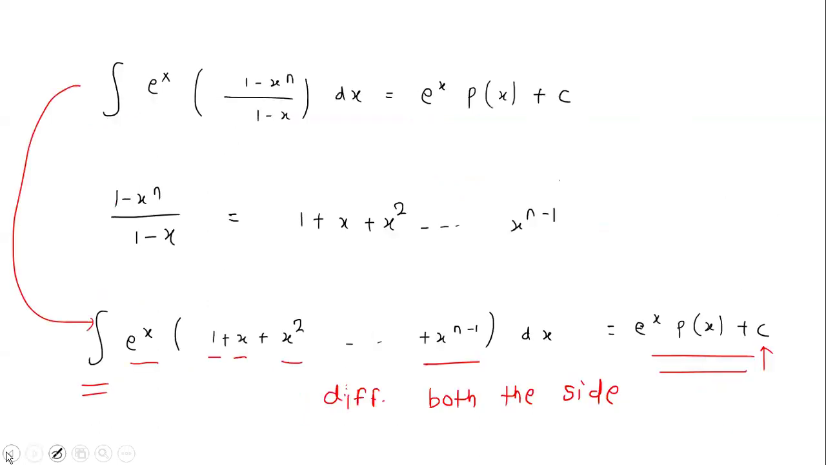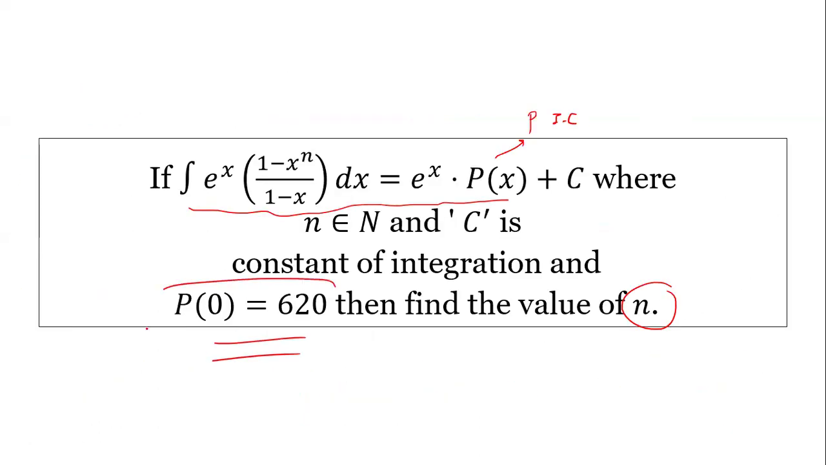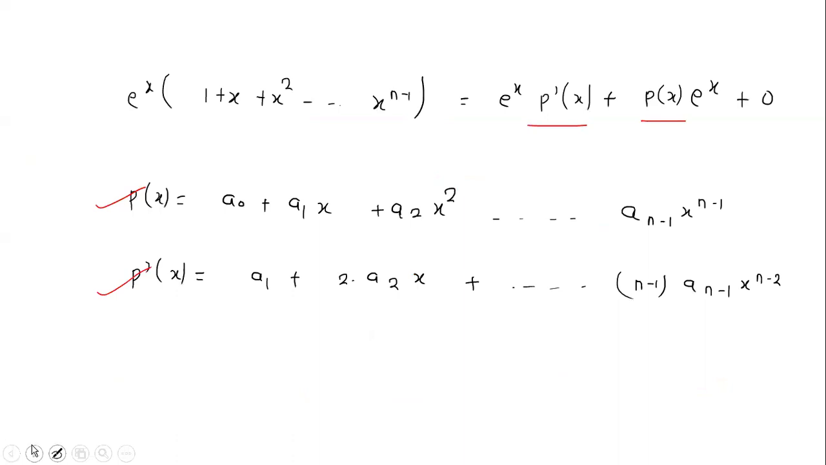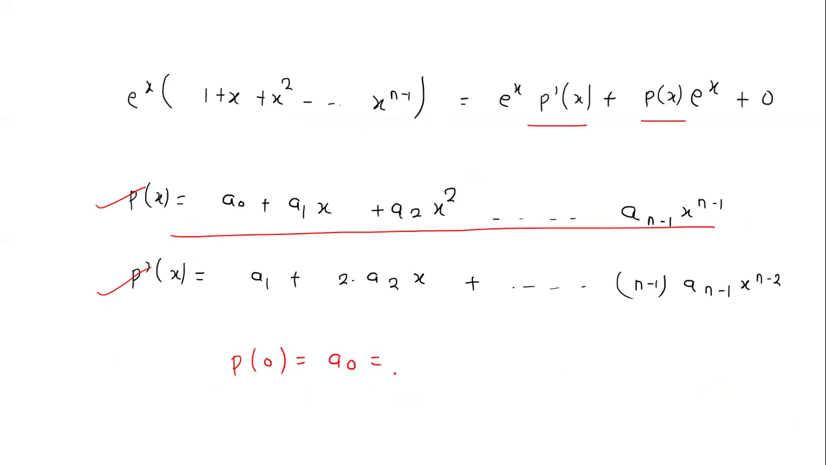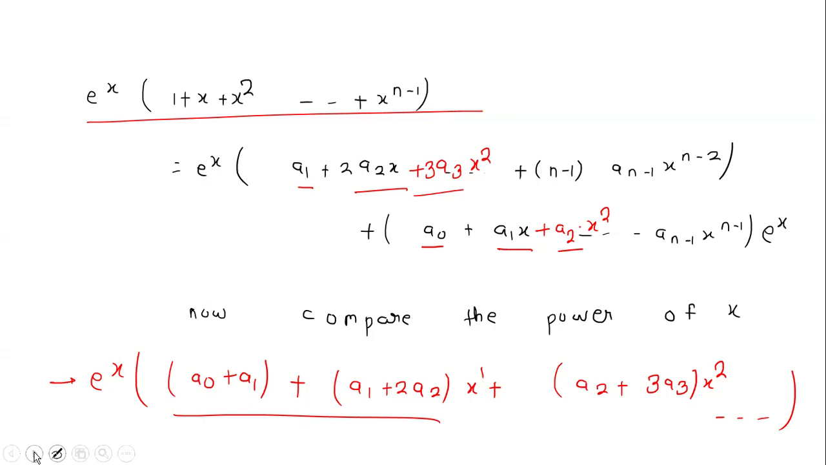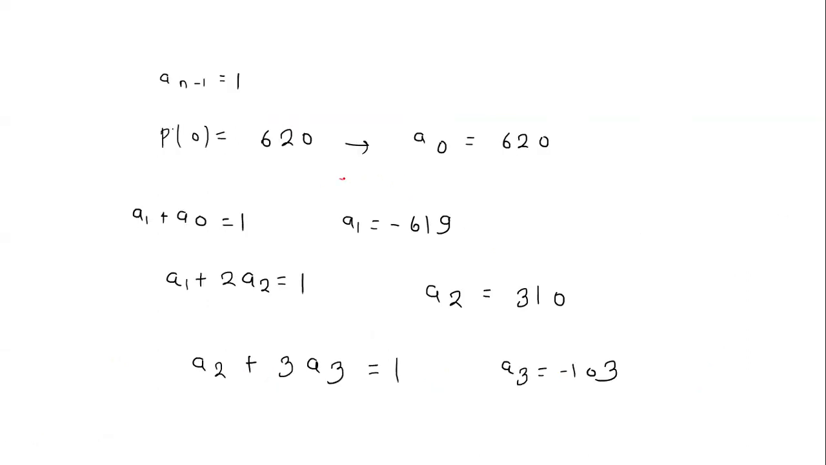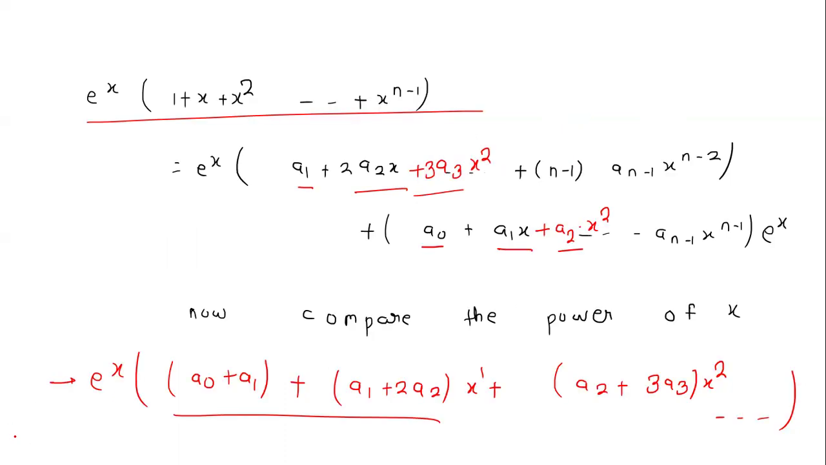But first of all, you see in the problem it is given that p of 0 value is 620. So we know the p of x polynomial is this. If you put x equal to 0, you will get p of 0 equal to a0, which is 620. So we now know the a0 value, which is 620.